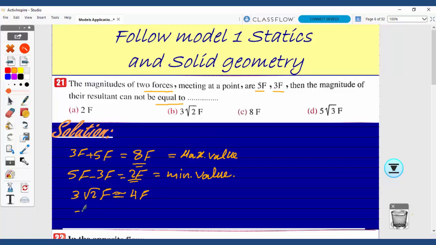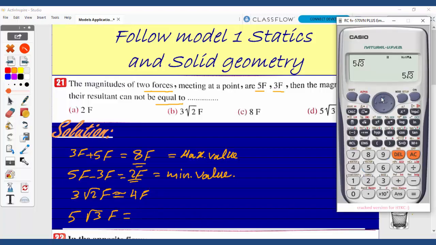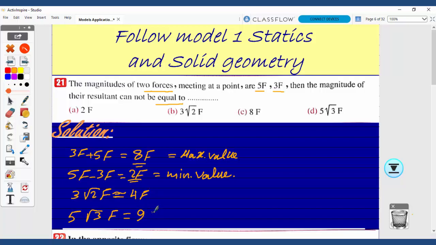What about 5 root 3? 5 root 3F equals, we can calculate it also here, 8.660 and so on. So it's approximately equal to 9F, and this is greater than the maximum value. So we can refuse this value. So the magnitude of their resultant cannot be equal to 5 root 3F because it is greater than the maximum value of the resultant.